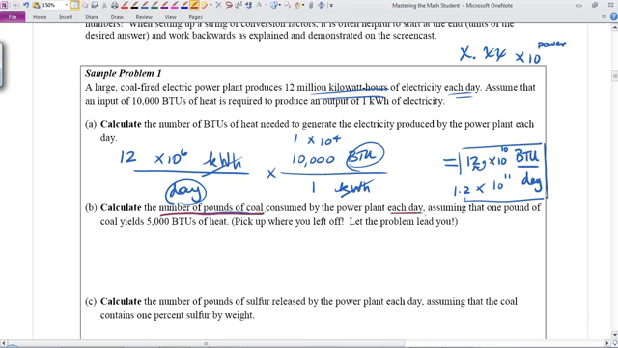Assuming that 1 pound, assuming will get you in trouble, assuming that 1 pound of coal yields 5,000 BTUs of heat. They just gave me information to be able to put together a conversion factor, which would look like, they did it in words, but I can do it in math, 1 pound of coal for every 5,000 BTU, or I can flip that upside down if that better suits my problem-solving purpose.